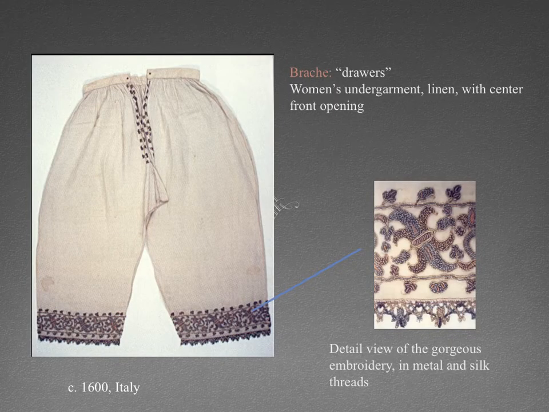Now, I did want to take a moment to show you these. These are existing drawers, or in Italian it would be braccia. This is a women's undergarment made of linen with a center front opening, and these are like little pantalettes that are going to go underneath all of those skirts. But look at this absolutely gorgeous embroidery here around the leg bands. It's done in metal and silk thread.